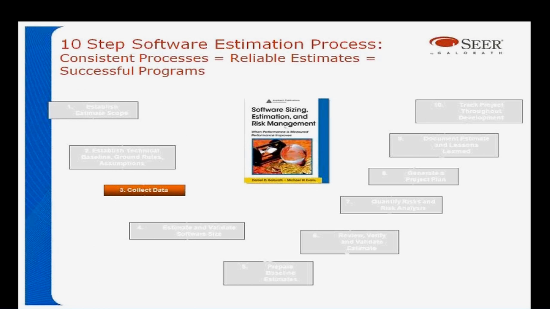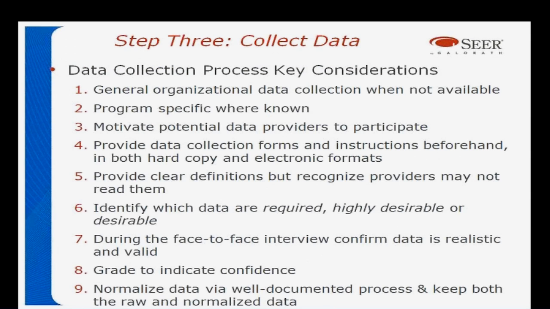In step 3, collect data. Now, the assumption is that you've already got some organizational data, so if you don't, go collect some of that. But we're really talking here about more program specifics. Collect information about this particular program. For example, if it's an existing program, it's going to be modifying 3 systems. Do you have sizes for the existing systems? Can we have any measure of or any assumptions about how much will be redesigned, re-implemented, and retested, etc.?